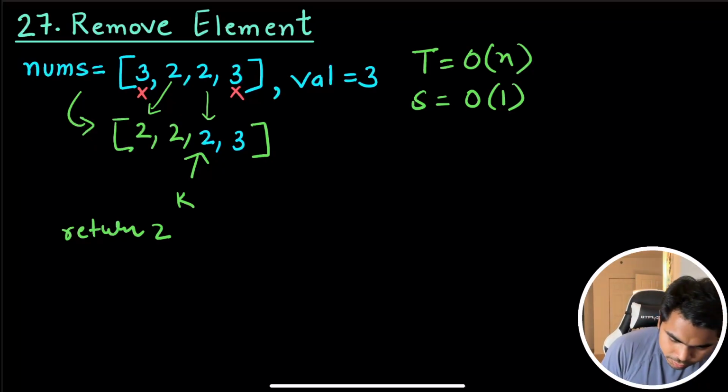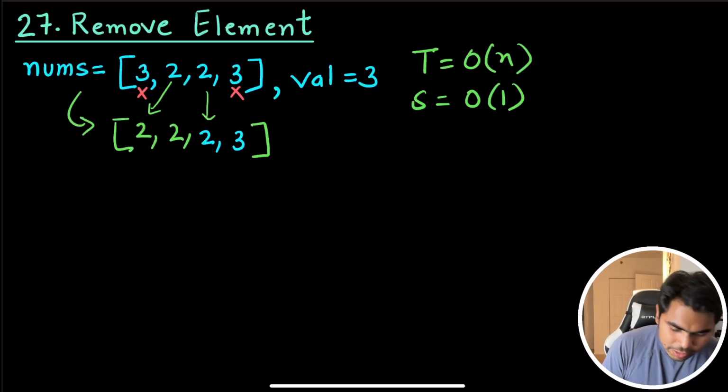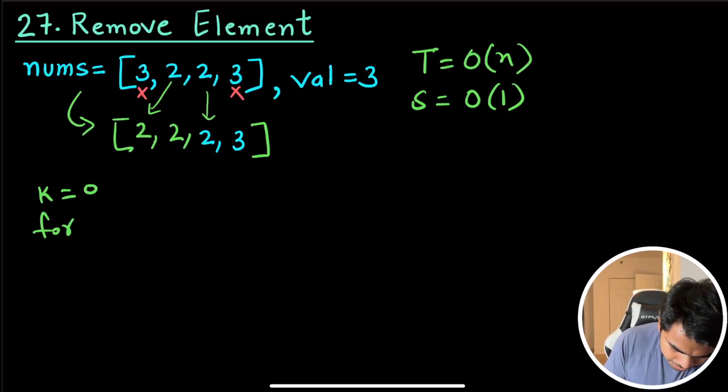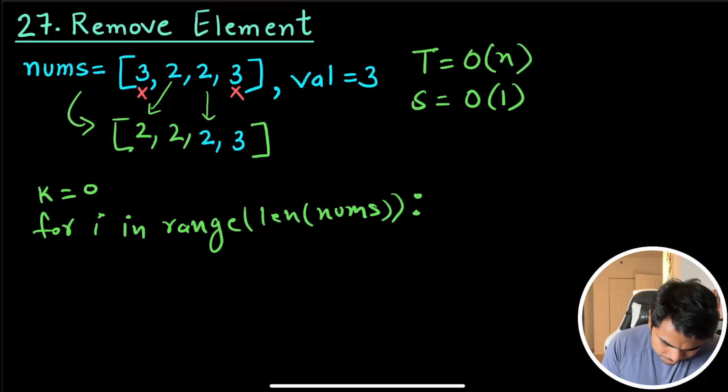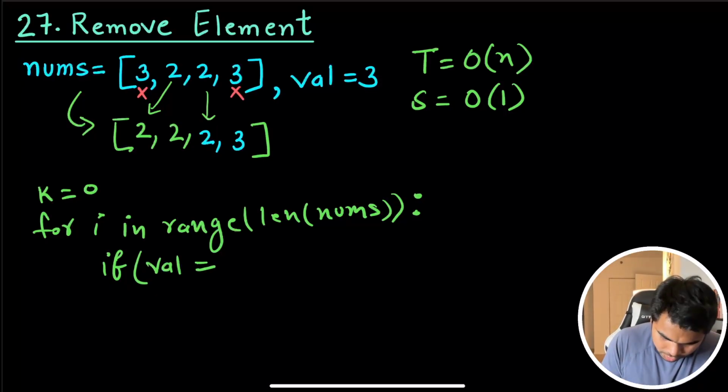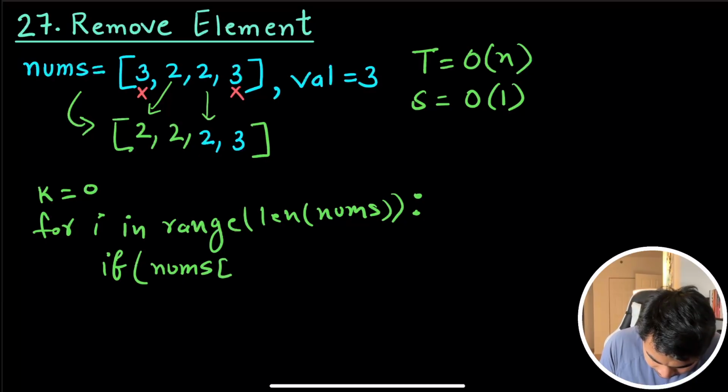Let's write the solution right here. Talking about it step by step, I will have a variable called k, which starts with 0, and for i in range of len nums, what I'm going to do is, if my current value nums at position i is not equal to val, that means it's a good value.